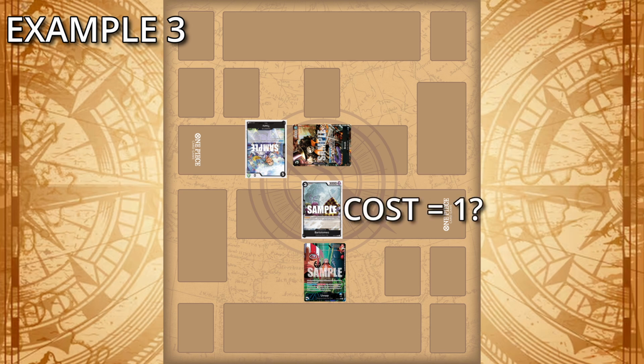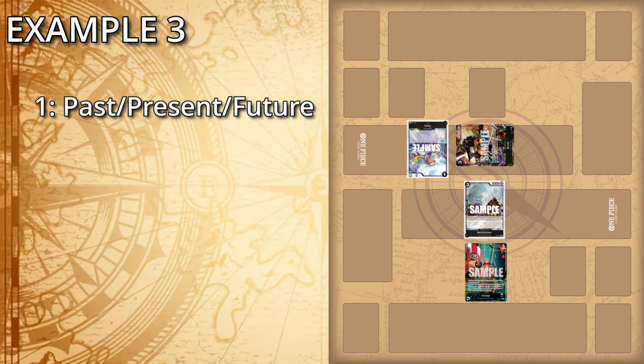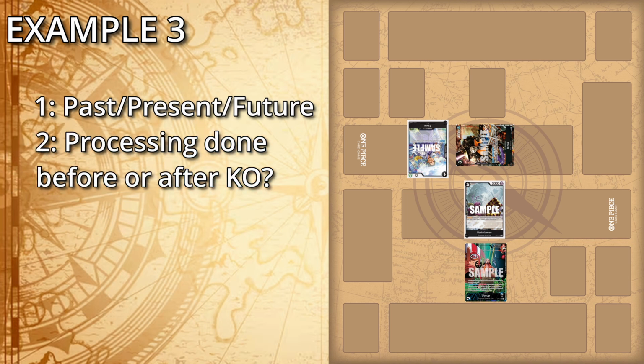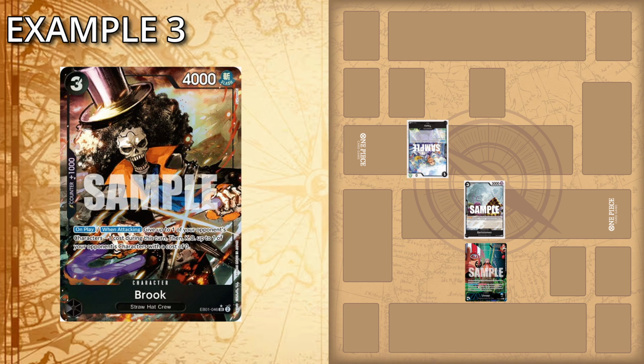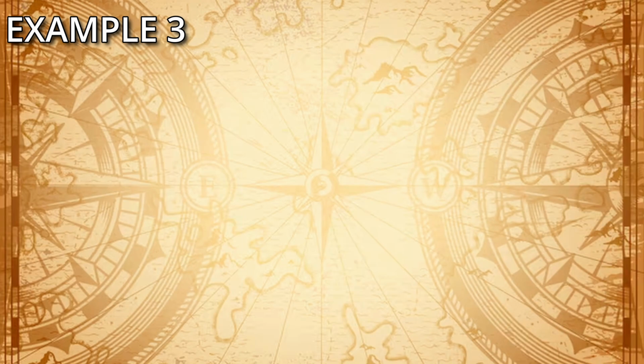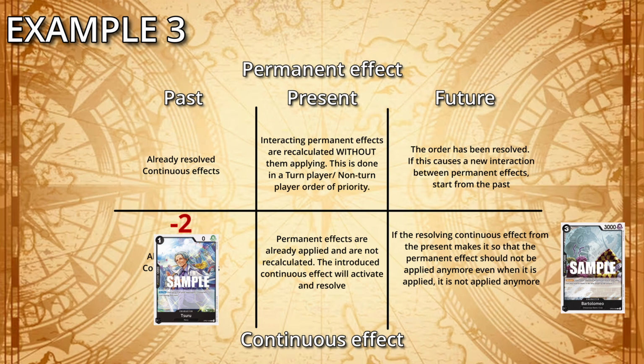Now there are two things that are relevant for this situation. 1. The past, present, future processing, as we did before. 2. Is the processing done before or after Brook wants to KO something? Brook's effect is both a continuous cost reduction and a one-shot auto effect. So we take a look at the grid. We see at the bottom part that we have to check any form of already resolved continuous effect. In this case, it would be Tsuru, reducing the cost by 2.